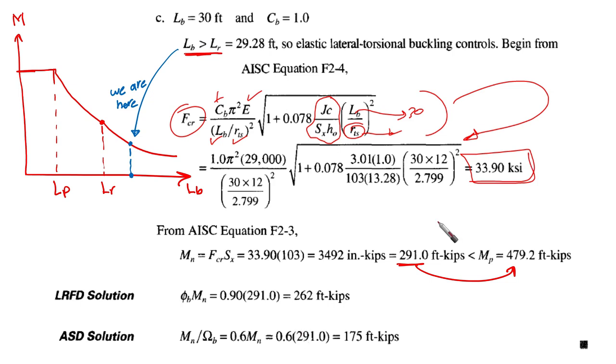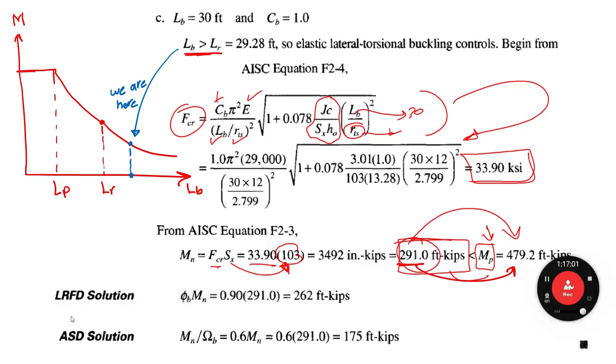This is Fcr. Then multiply it by the elastic section modulus. We're talking about the elastic section modulus, not plastic. Take care. So then you are going to obtain the nominal flexure strength. It should be capped with the plastic moment Mp always. It should not exceed it, of course. Then we are okay: 229 less than 479. Based on this, we are going to find that the LRFD solution, 0.9 times 291, is 262, and for ASD it is 175.